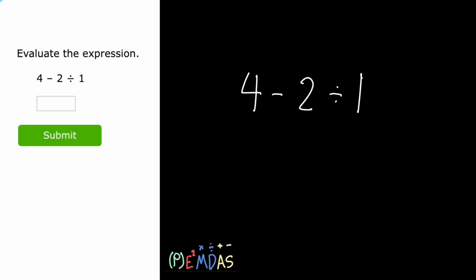This question only has two operations, subtraction and division. And because division comes first in PEMDAS, we need to do that operation first. So first we do 2 divided by 1 is 2, then 4 minus 2 equals 2.